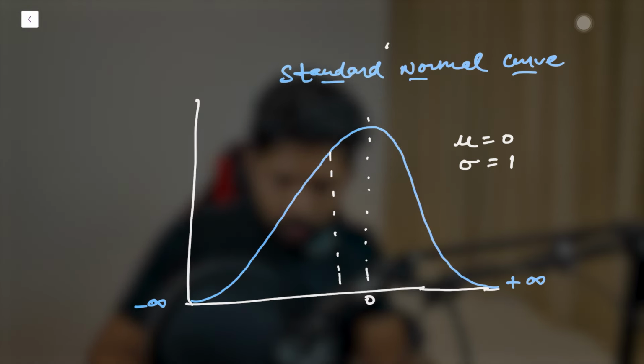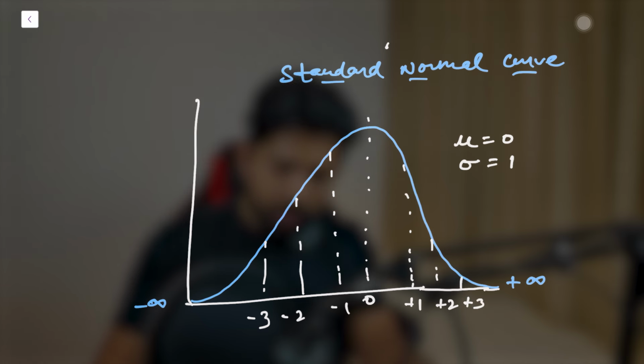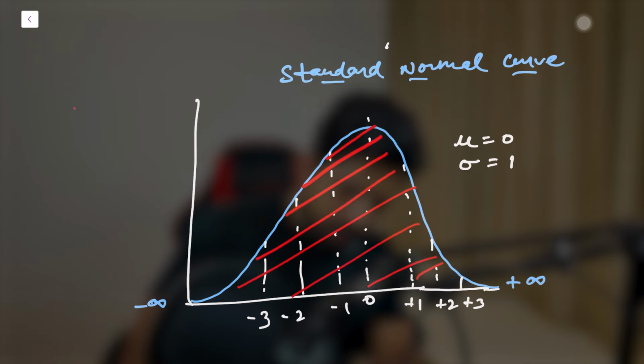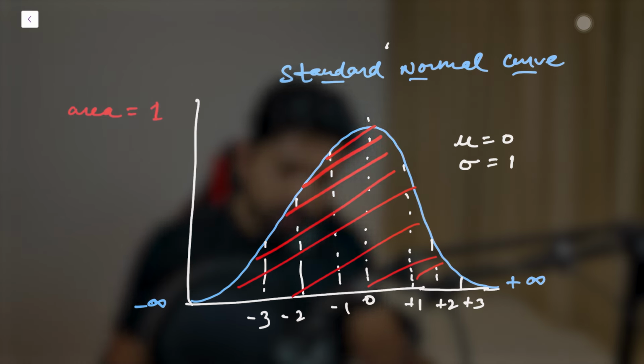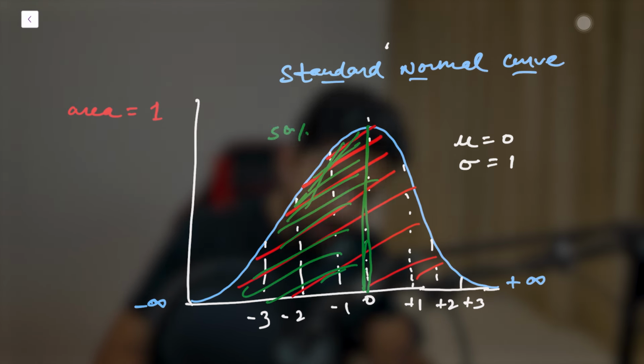Then it goes from 0 to -1 and +1, again -2 and +2, and again -3 to +3. We also know that the area under the whole curve is 1. So the half area, where the mean equals 0, will be 50%, and the probability will be 0.5. These are some parameters we already know about the standard normal distribution.